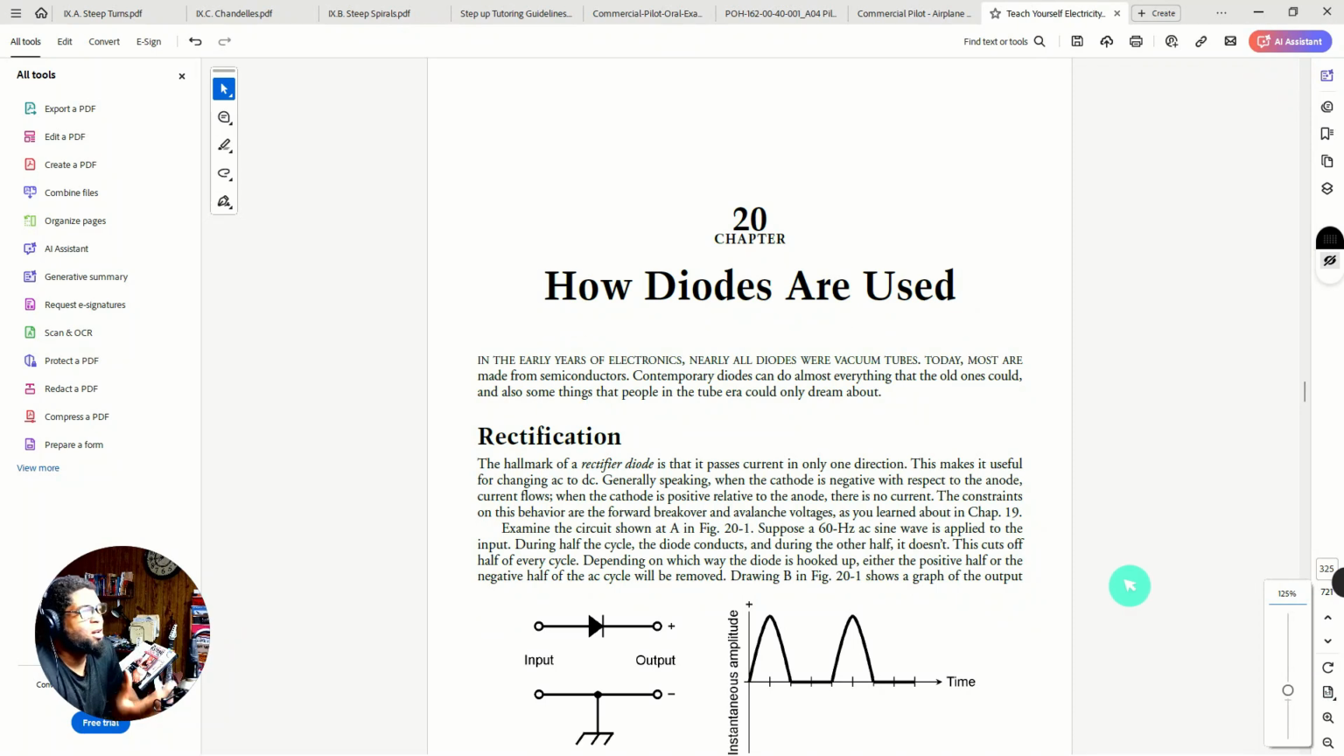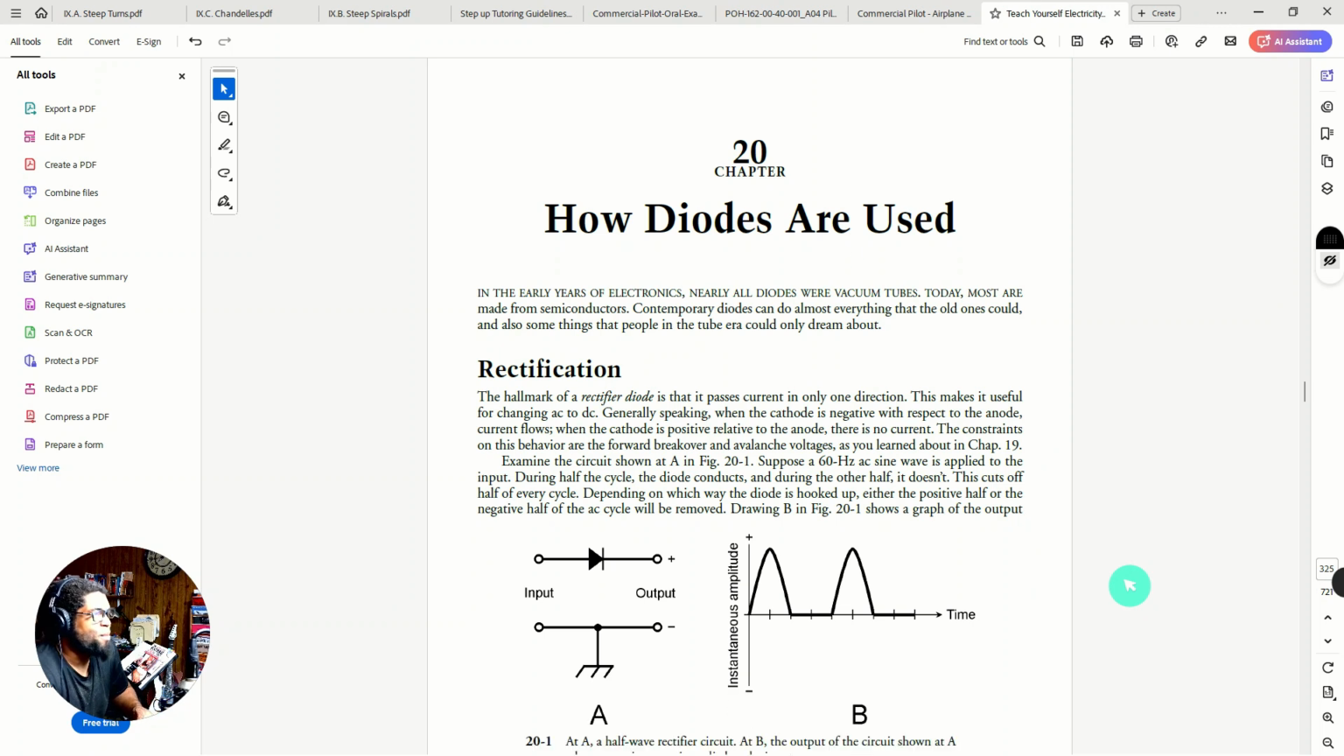So he starts off articulating the fact that vacuum tubes were the original diodes, right? And then we had semiconductors, and today the diode is primarily what we use for that kind of function. And then what is the diode's function? Well, again, we talked about it in the last video. It's really about current flow. What diodes do is they let current flow in one direction but not the other.